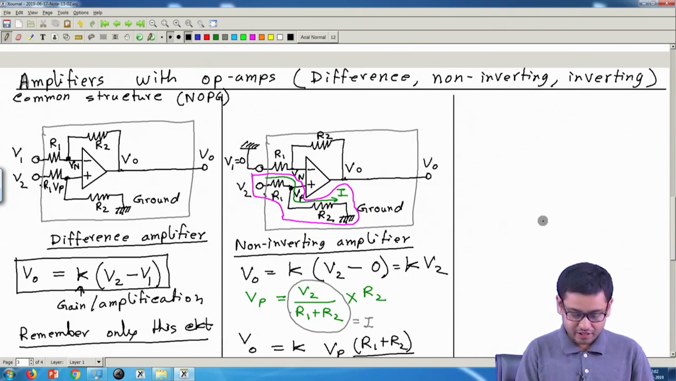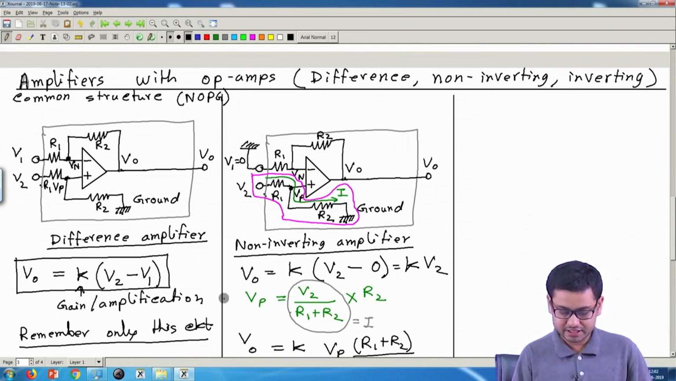What is the idea? It has two inputs, and you make one of them 0, you make V1 equal to 0, say, then you connect it like this.